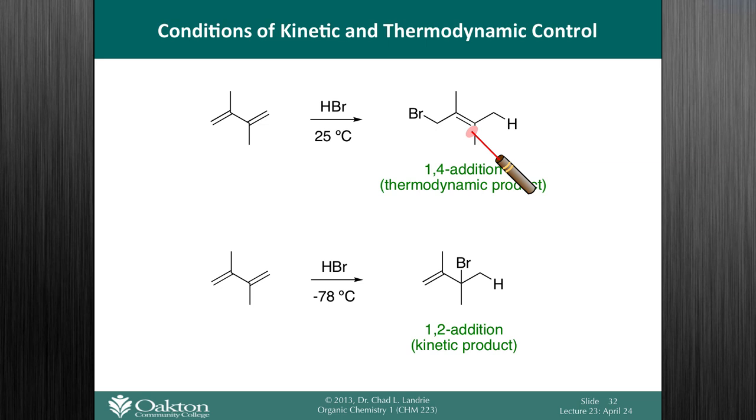Under kinetic control, low temperatures, in this case minus 78 degrees Celsius, I still protonate the least, but now bromide adds to the most substituted carbocation resonance structure, because that's the lower energy pathway, and under kinetic control, I have just barely enough energy to get over the lowest energy pathway. That's 1,2 addition, and that's called the kinetic product.